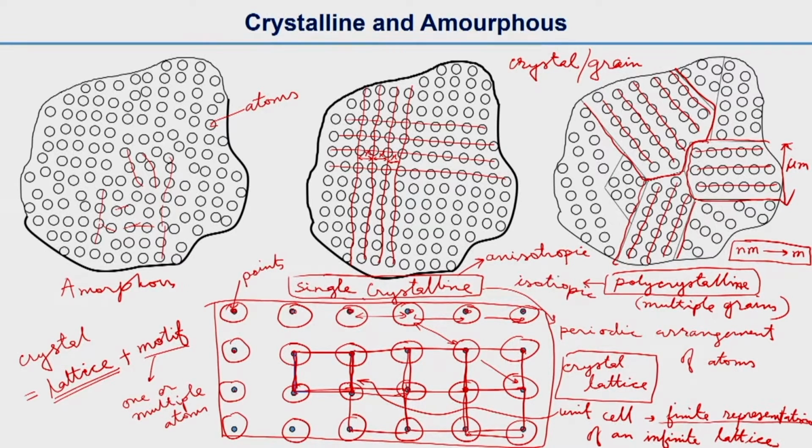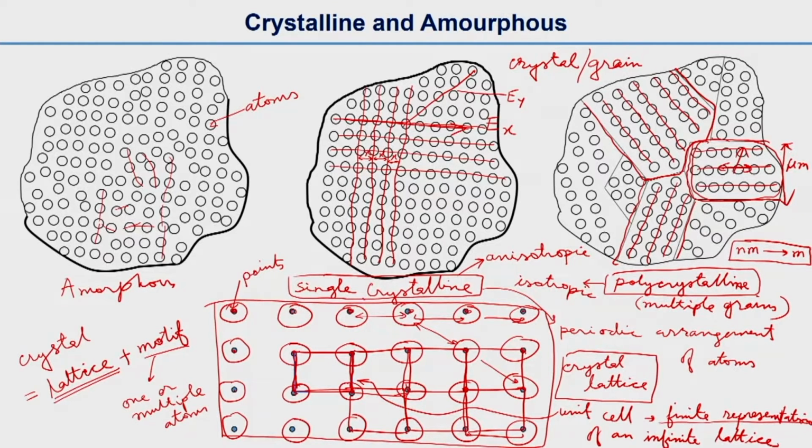Why is it isotropic? Because in a single crystal, the material properties, let's say elastic properties in this direction, let's say Ex, and in this direction the elastic property is Ey, they are different. But in this case, if you see only one grain, then the material properties will be different in this direction and in that direction.